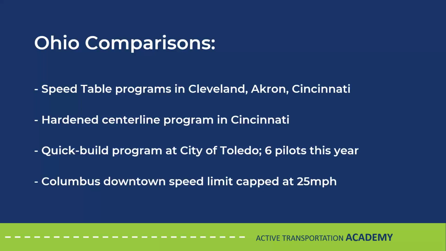And I want to connect this back to Ohio communities. So like Boston, we all have problematic intersections and corridors. There are plenty of different ways to start and see an impact. There are speed table programs in a few cities such as Cleveland, Akron, and Cincinnati. There's a hardened center line program in Cincinnati as well. There's a quick build program in Toledo that has 6 pilots planned for this year. And the downtown Columbus speed limit has been capped at 25 miles per hour.